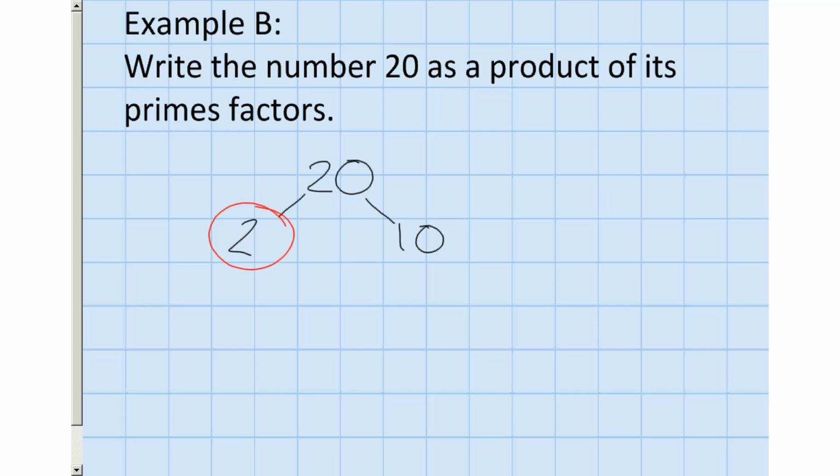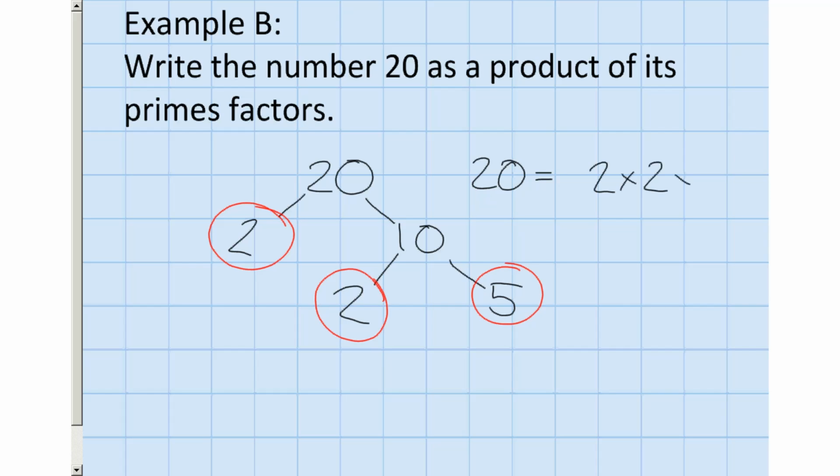And I can't do anything more with the 2. 10, though, I can split up. 10, I'm going to think simple again. 2 goes into 10, and it goes in 5 times. Both prime numbers, so we circle them. 2 can only divide by 1 and itself, and 5 can only divide by 1 and itself. So we get 20 is equal to 2 times 2 times 5. And again, 2 times 2 is 2 squared, so that's 2 squared times 5.